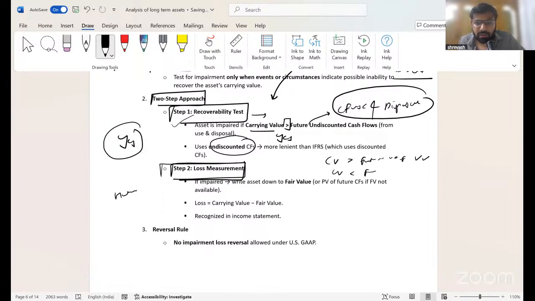Okay, how much, sir? How do we compare that? We compare carrying value and the fair value of the asset. And if fair value is not available, we take the present value of future cash flows.